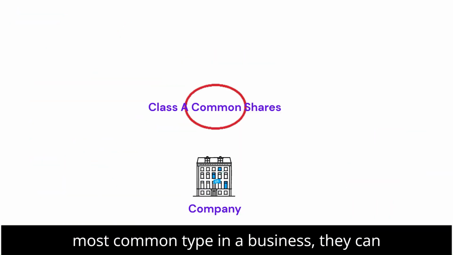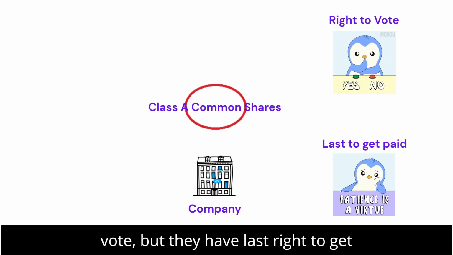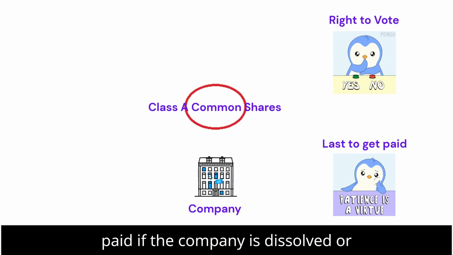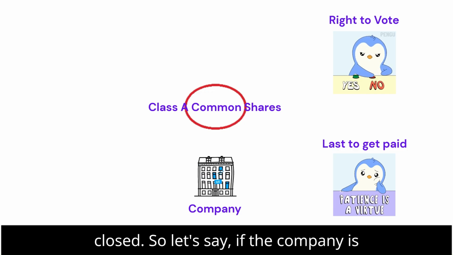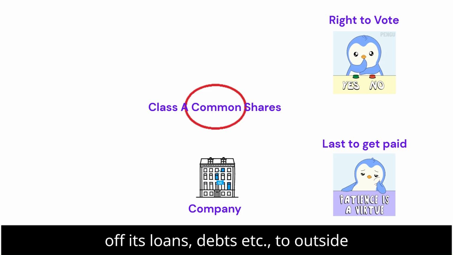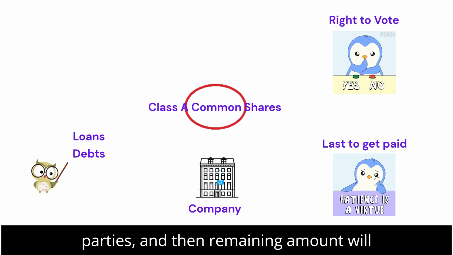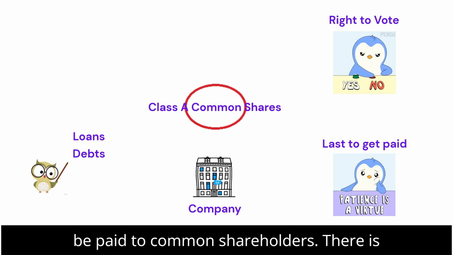Common shareholders are the most common type in a business. They can vote, but they have the last right to get paid if the company is dissolved or closed. So let's say if the company is closing, then first the company has to pay off its loans, debts, etc., to outside parties, and then the remaining amount will be paid to common shareholders.